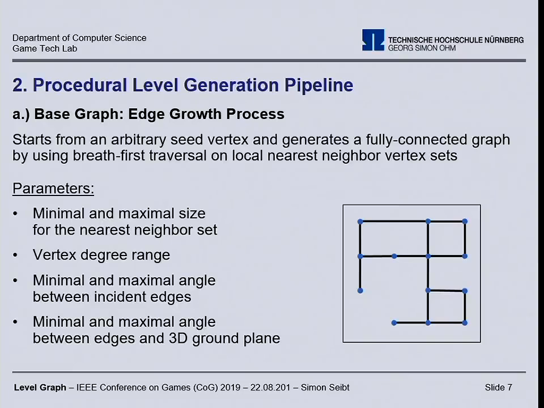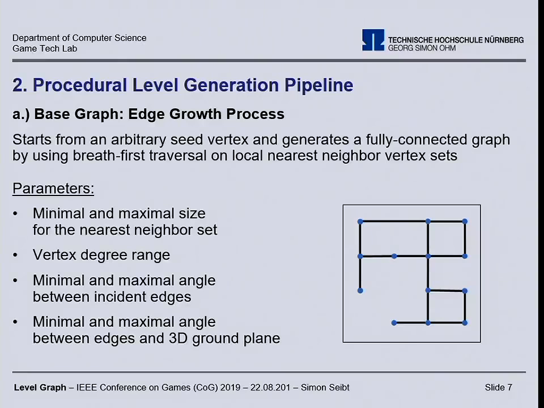So the minimal and maximal size for the nearest neighbor set, and we can also define a vertex degree range. This range allows us to define how many edges a vertex has, so we can set the minimum and maximum number of edges. And by using the nearest neighbor vertex set, these edges can then be created. We can also set the minimal and maximal angle between incident edges.